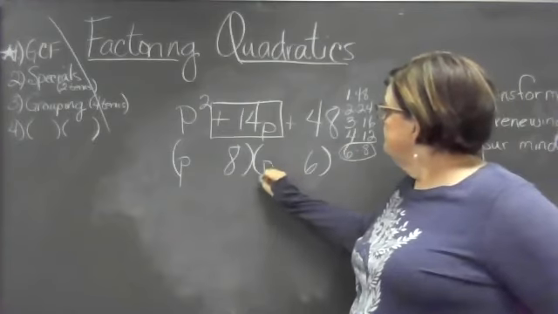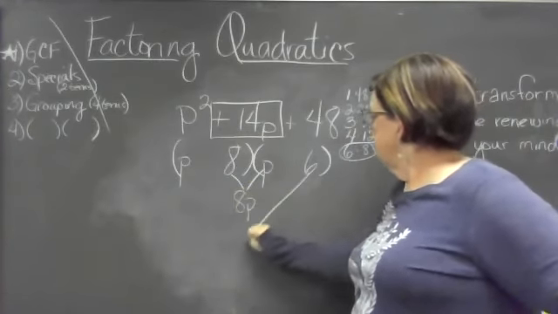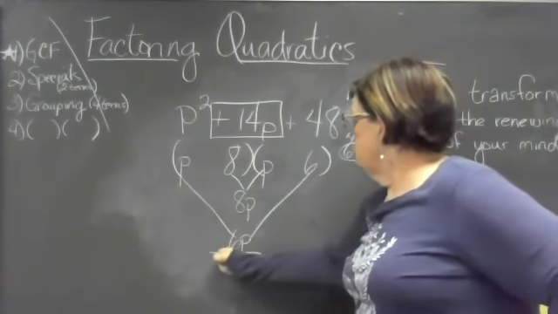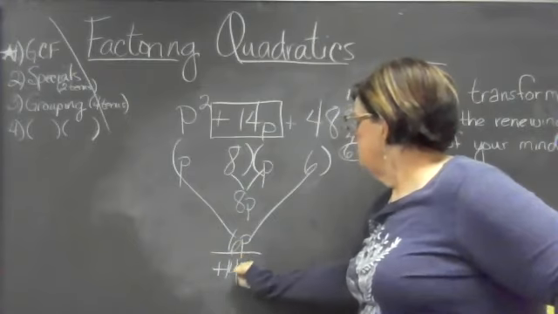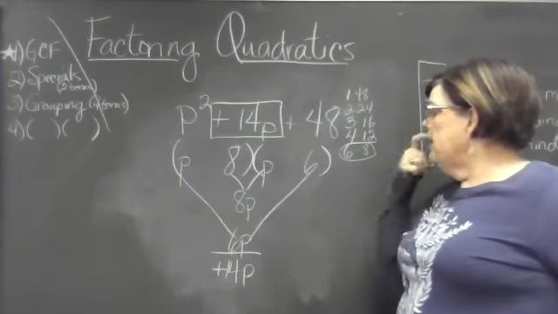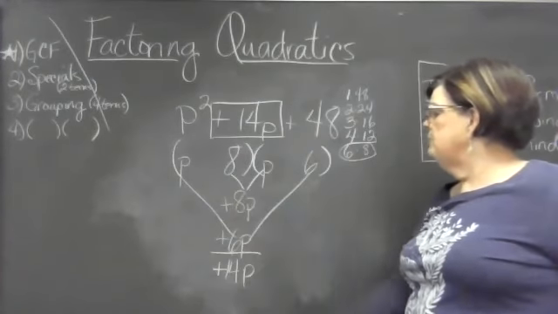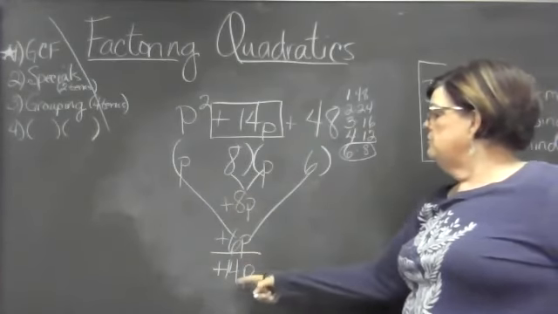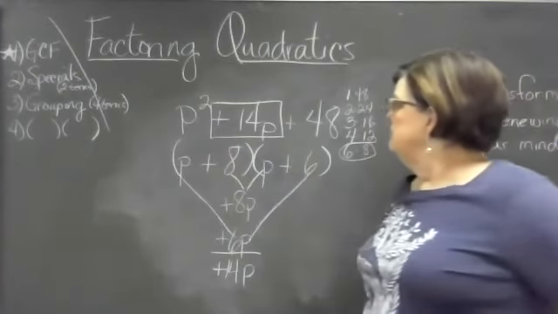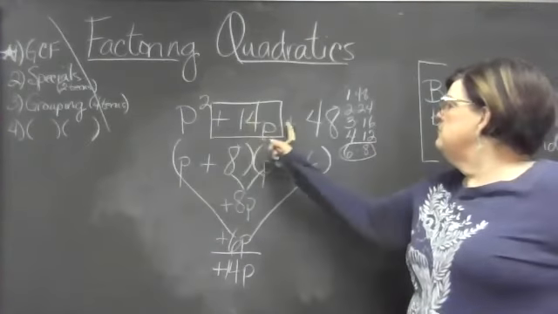Now let's look at it. 8P, 6P, and I need a positive 14P. So the only way that's going to happen is if I add these together. That means this has to be positive and that has to be positive in order to add those together and get 14. So I've got a plus and a plus. That's the only time you can do this.